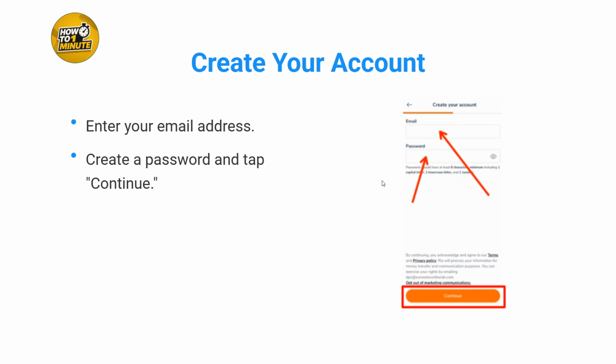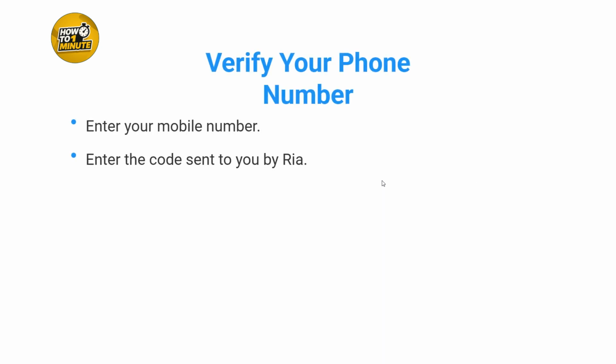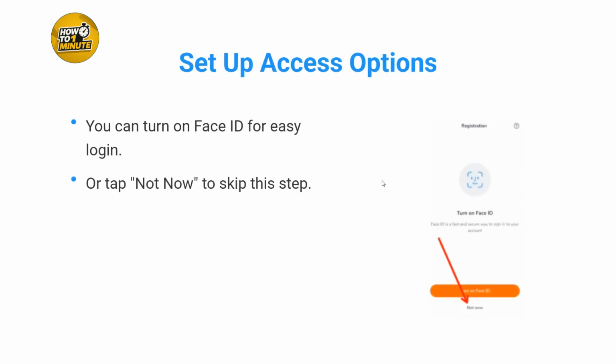Enter your email address and choose a password. Then, tap Continue. After that, enter your mobile phone number. Ria will send you a security code to verify your number. Enter that code when you receive it.